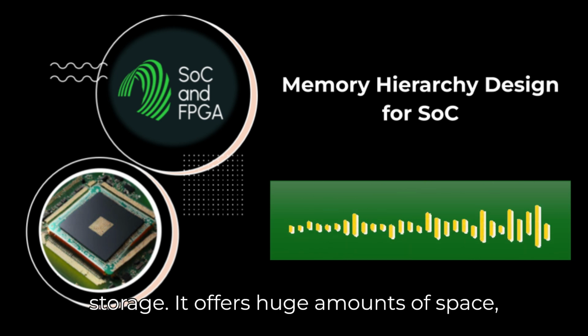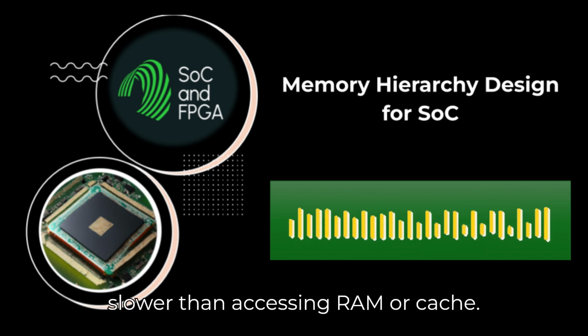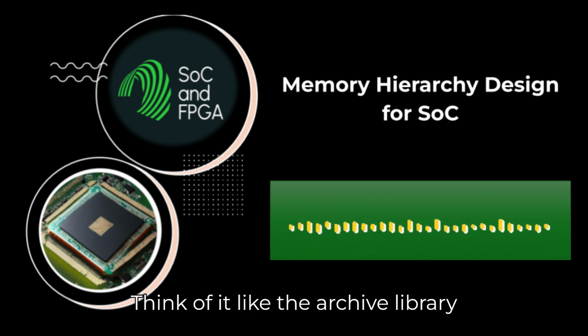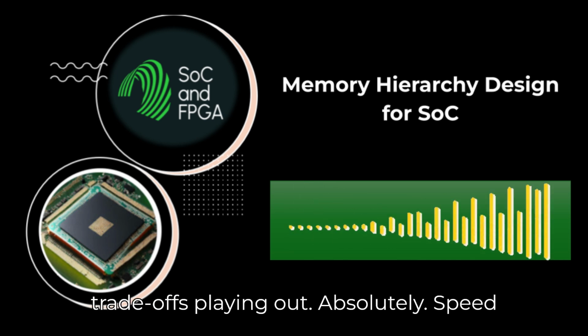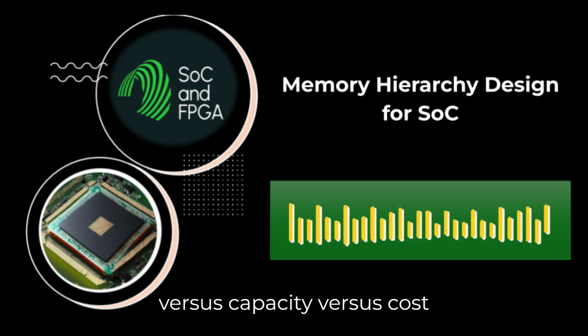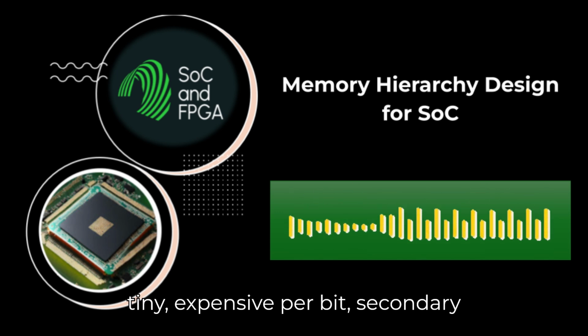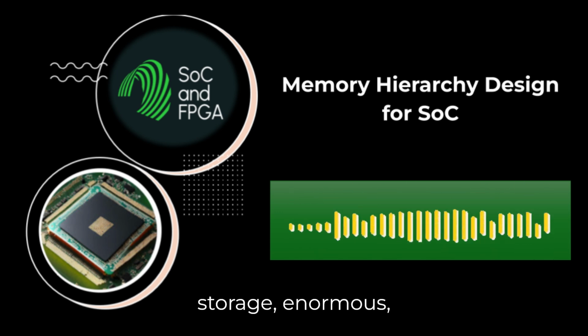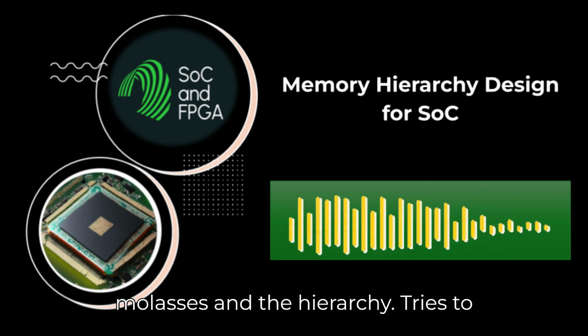It offers huge amounts of space, but accessing it is orders of magnitude slower than accessing RAM or cache. Think of it like the archive library basement. So looking at the whole pyramid, you can really see those trade-offs playing out. Absolutely. Speed versus capacity versus cost. Registers: lightning fast, tiny, expensive per bit. Secondary storage: enormous, cheap per bit, but slow as molasses.